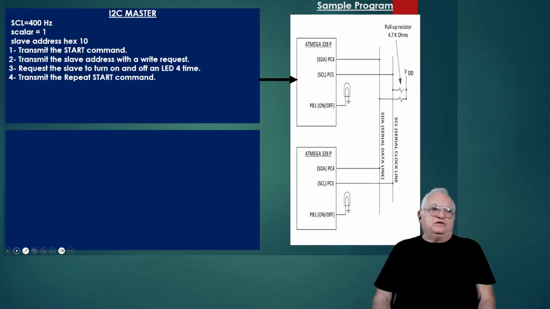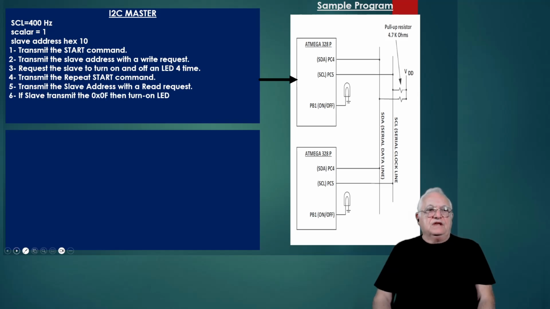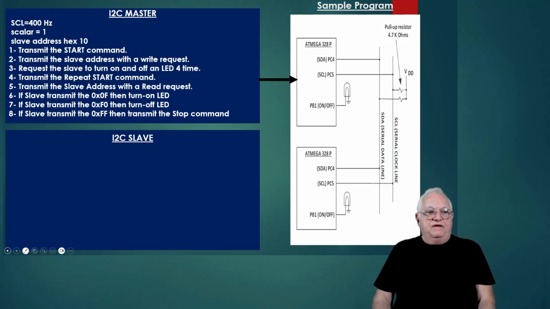Then the master is going to transmit the repeat start command. Next, it's going to transmit the slave address plus read request. If the slave transmits a 0F, the master is going to turn on an LED. If the slave transmits the F0, then the master is going to turn off an LED. If the slave transmits the FF, then the master knows that it's gotten the last piece of data and is going to stop, which releases the bus.